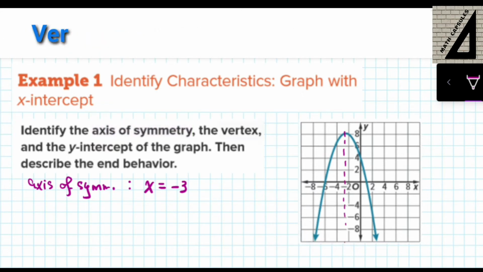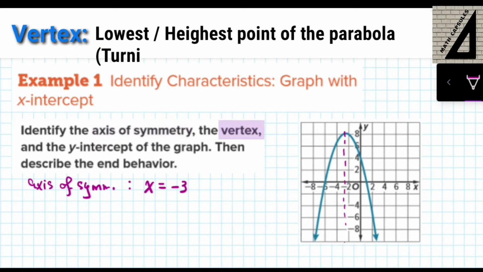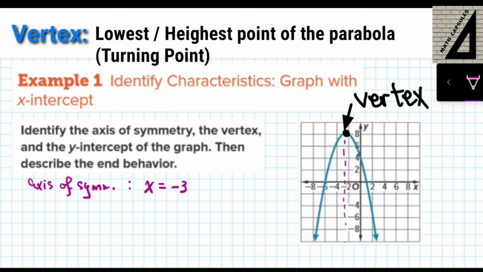Number 2, the vertex. The vertex is either the lowest point or the highest point of a parabola, and it's also called the turning point. So the vertex here, we can find it at this point, where its coordinates are at x equals -3 and y equals 8. So it is at -3 and 8, and these are the coordinates of the vertex.